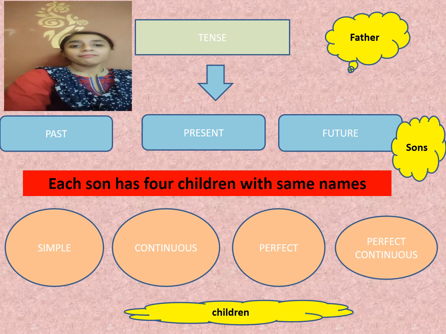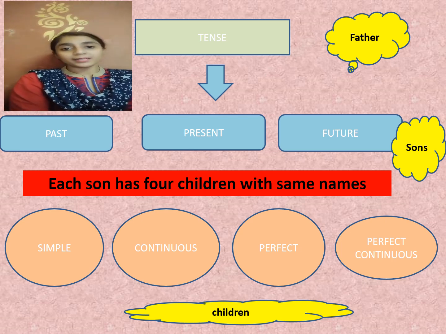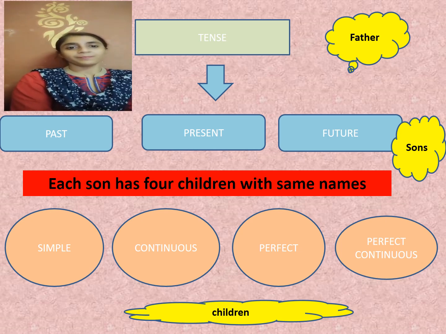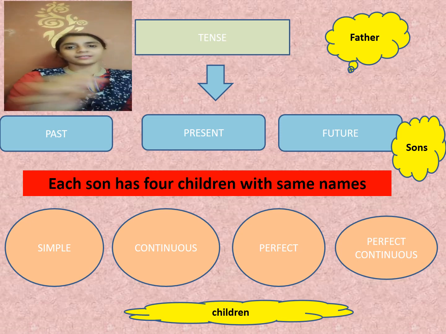So children, every tense like present tense, past tense and future tense has been divided into four parts: simple present, simple past, simple future, present continuous, past continuous, future continuous, present perfect, past perfect, future perfect, present perfect continuous, past perfect continuous and future perfect continuous. So now children, we will start with simple present tense in our next slide.